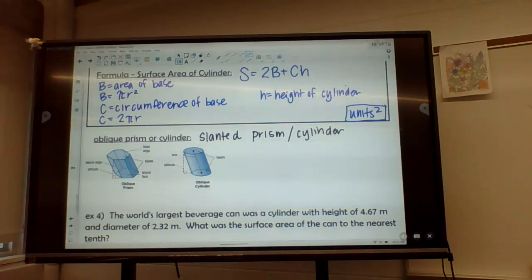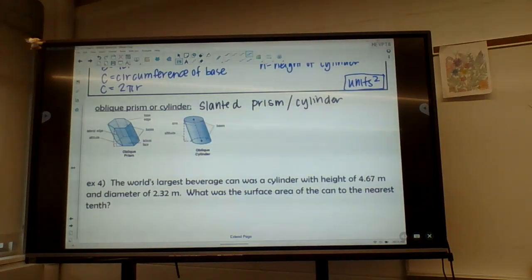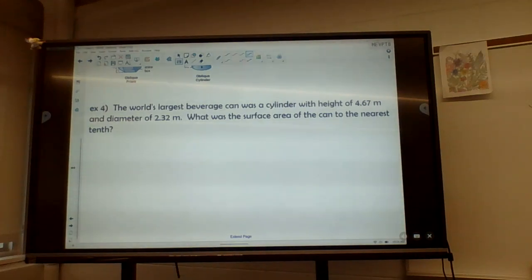In example 4, it says the world's largest beverage can was a cylinder with a height of 4.67 meters and a diameter of 2.3 meters. What's the surface area of the can to the nearest 10th? Picture almost like a silo standing out in someone's yard or a business parking lot. It is a cylinder, and we're going to sketch this. I think cylinders are one of the easier ones to sketch, so we do a little oval.